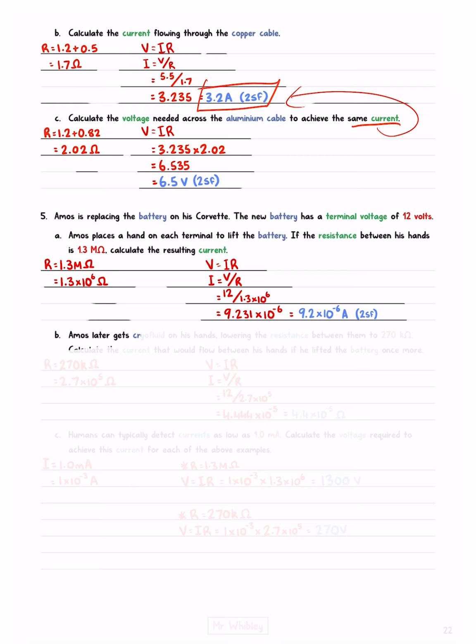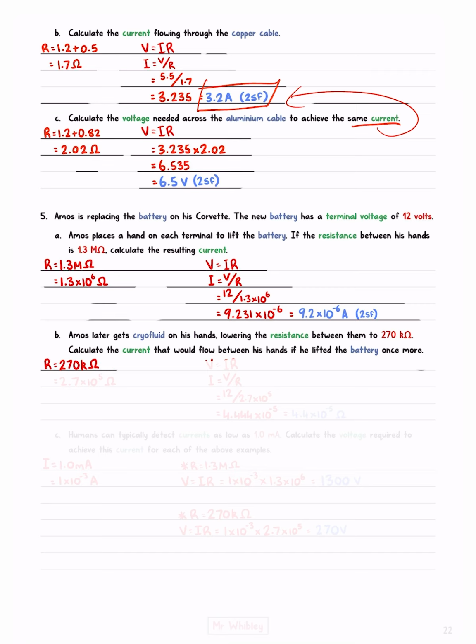Amos later gets cryofluid on his hands, lowering the resistance between them to 270 kiloohms. Calculate the current that would flow between his hands if he lifted the battery once more. Our resistance of 270 kiloohms is 2.7 times 10 to the 5 ohms. Once again, V is equal to IR, and so I is equal to V over R. Putting in our same voltage with our new resistance gives us 4.444 times 10 to the minus 5, or 4.4 times 10 to the minus 5 to two significant figures.